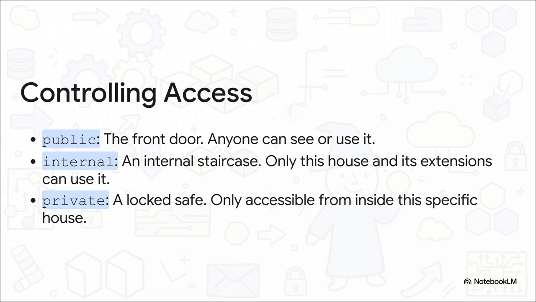Internal is more like a staircase that only connects floors inside the house. It can be used within this contract and any other contracts that are extensions of it, like a new wing you build later. And private, well, that's a locked safe in the master bedroom. It can only be accessed from inside the one specific contract where it was created, no exceptions.